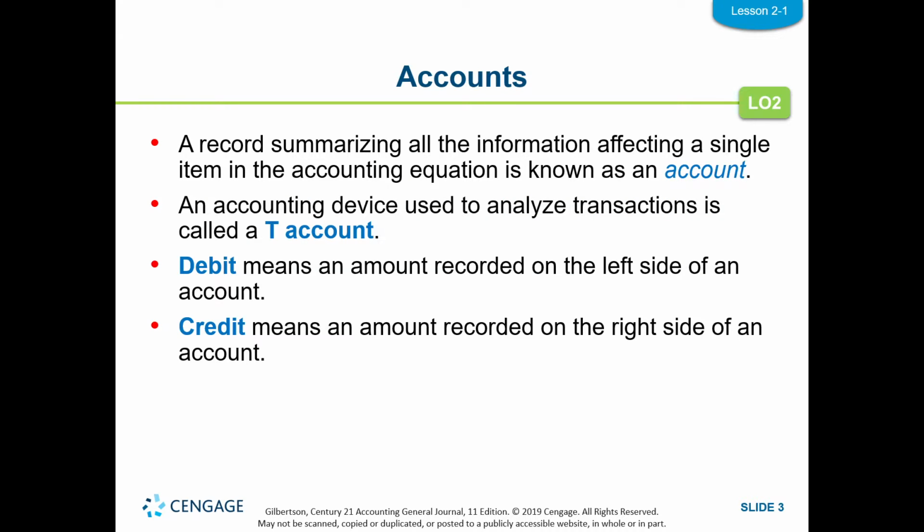Now remember, we talked about a record summarizing all the information affecting a single item in the accounting equation is known as the account. Now, an accounting device used to analyze a transaction is called a T account. Now, with that T account, we saw there's a left side and a right side. Debit means an amount recorded on the left side of an account. Credit means an amount recorded on the right side of an account. You've probably heard those terms used other ways. For this course, debit is left, credit is right.